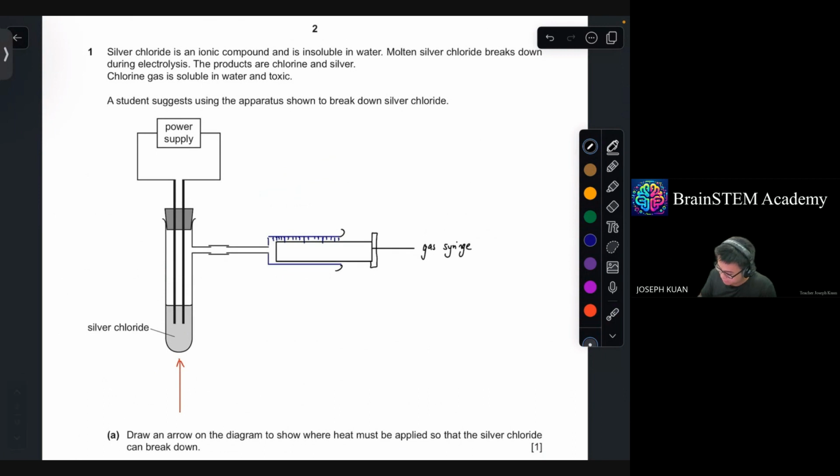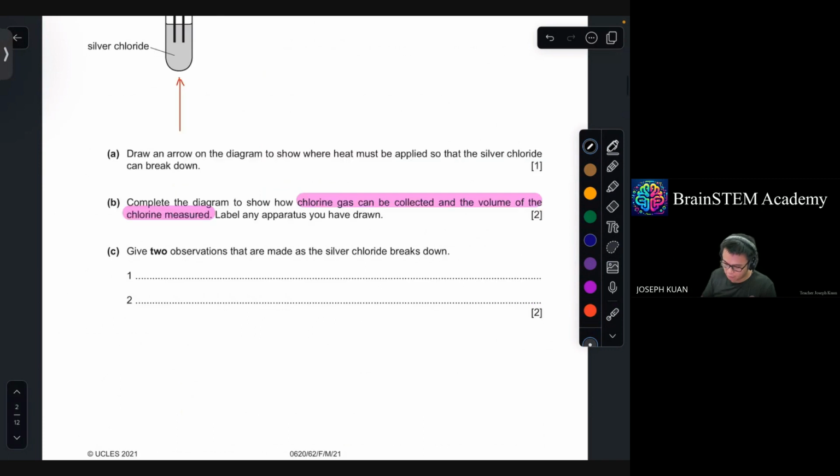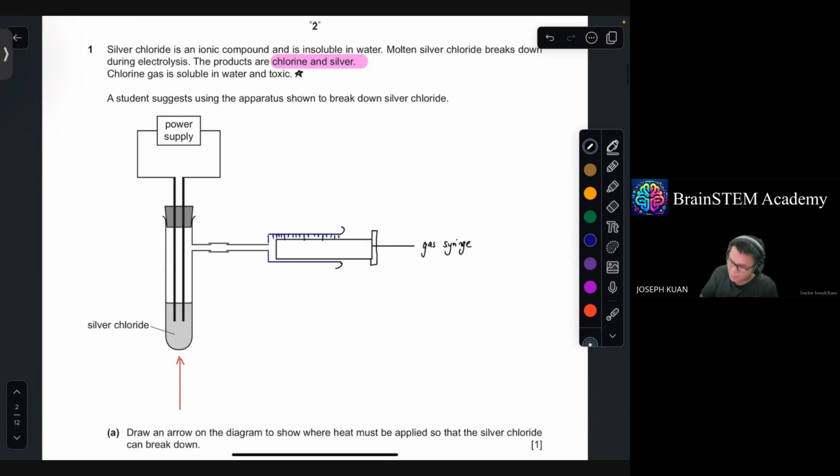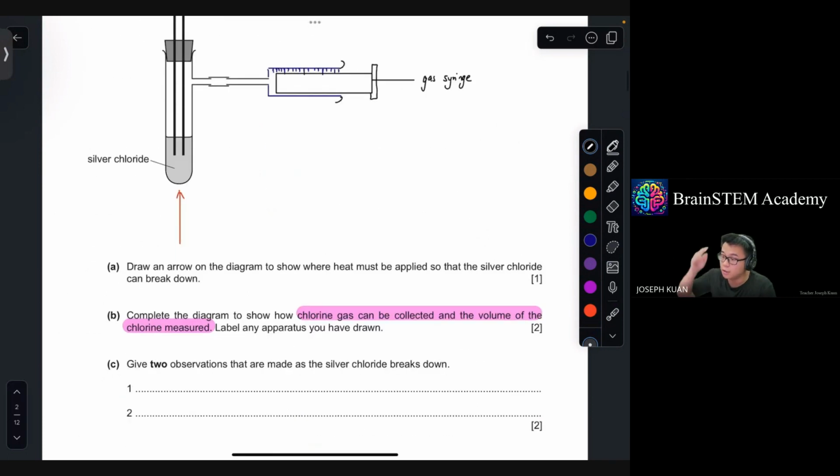Well, as mentioned in the question, silver chloride breaks down to form chlorine and silver. So the observations will be related to these 2 products. Right. So you may mention that chlorine gas is formed, but don't mention the name because it's about observation. It's what you can see. So chlorine gas is a greenish, yellowish green gas.